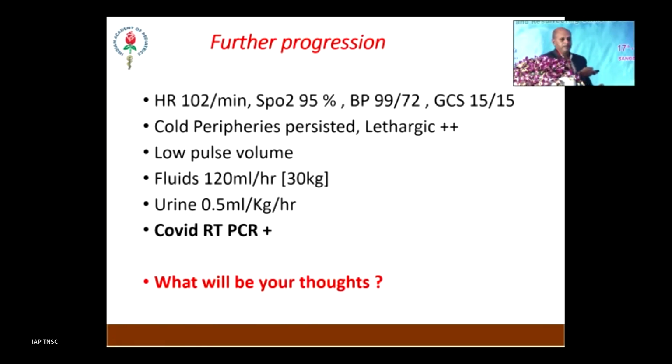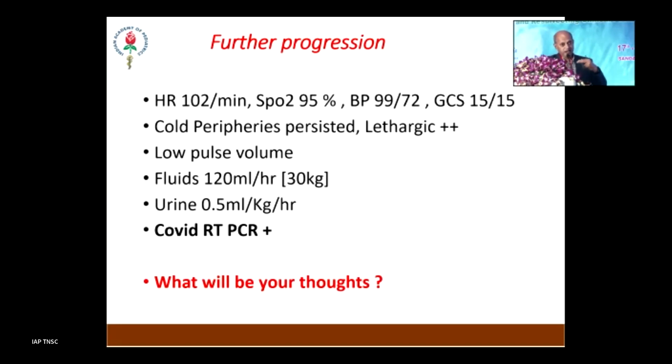Now the COVID RT-PCR is positive. Initially, it was dengue NS1 positive and typhoid RT positive. So looking at the clinical condition, we thought it is dengue. So we were treating. Meanwhile, your COVID RT-PCR has become positive. What will be your thoughts at this stage?